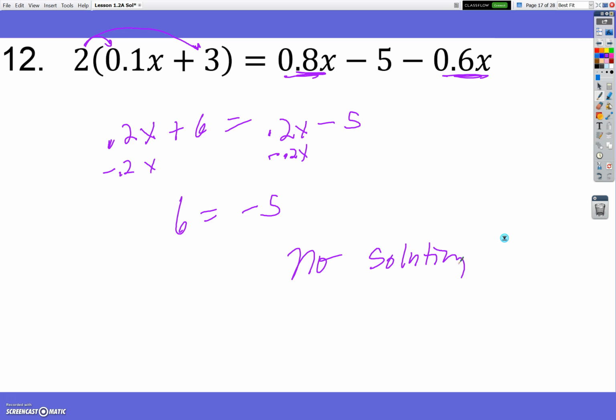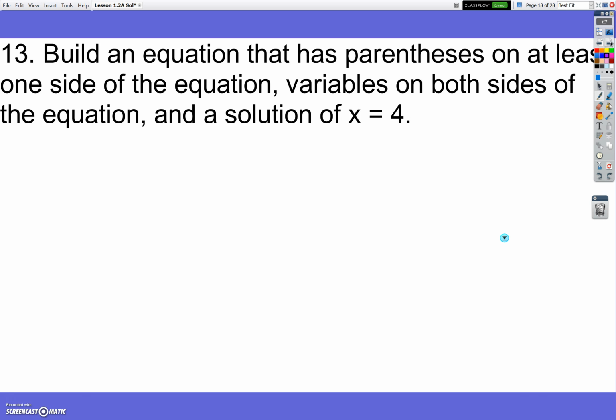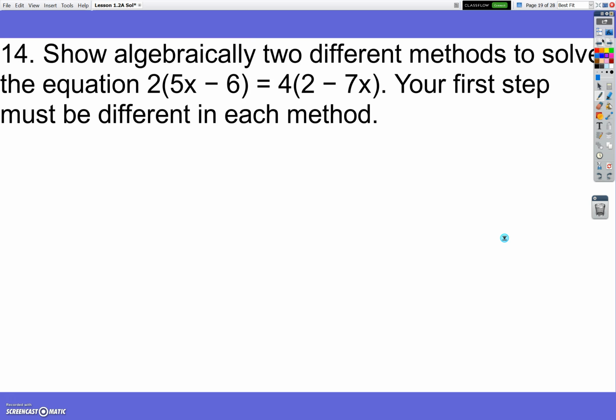Alright, let's go ahead now and look at number 13. It says build an equation that has parentheses on at least one side of the equation, variables on both sides of the equation, and a solution of 4. I want you to go ahead and try this, and when the person next to you has finished this part, I want you to share your answers to make sure you both agree. So on this one now, we're going to look at number 14.